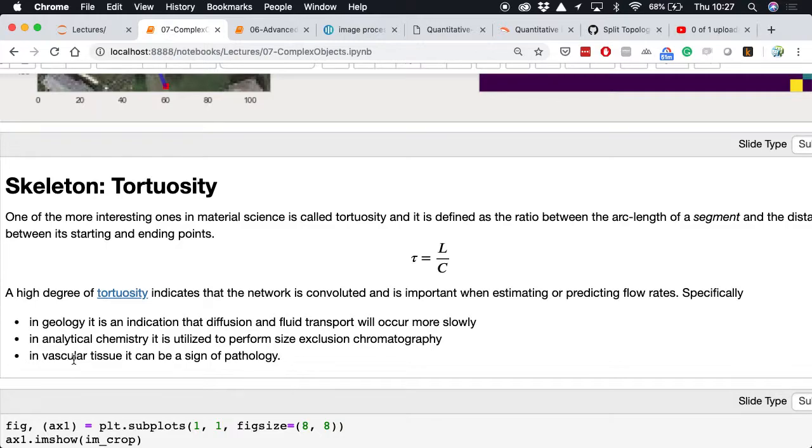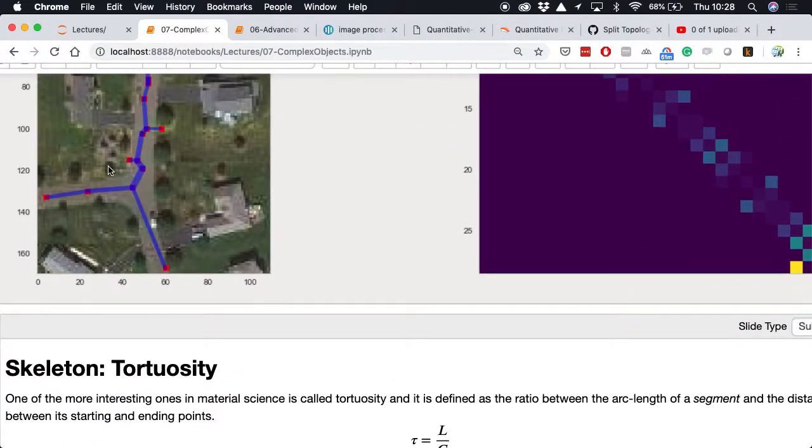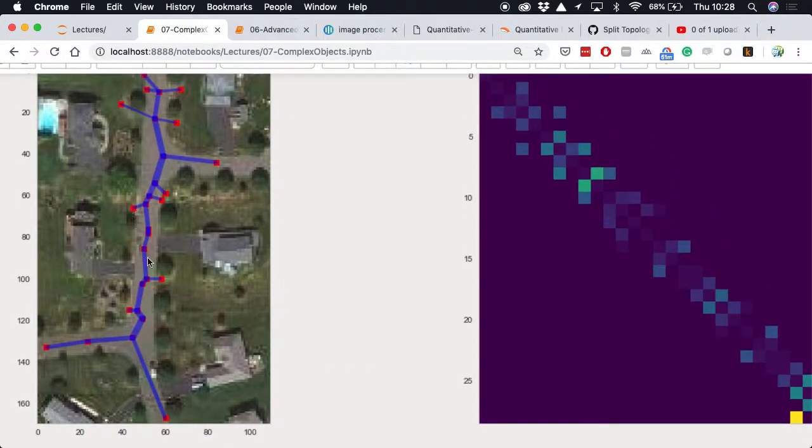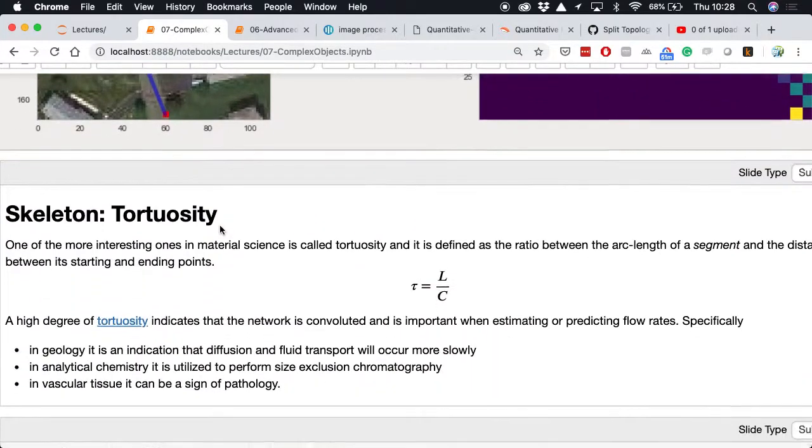So if you have blood vessels that aren't growing directly to where they need to be. And similarly with road networks, if you're trying to figure out how long a journey will take, then tortuosity would let you know how efficient the path you're taking would be. And so, if you had a helicopter, you could take the straight line, and if you have a car, you have to drive along the roads, and so you can have very tortuous paths.